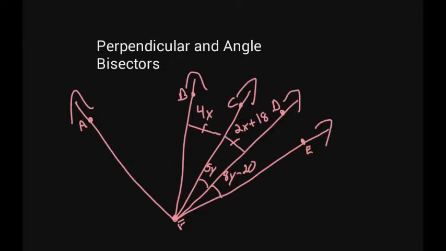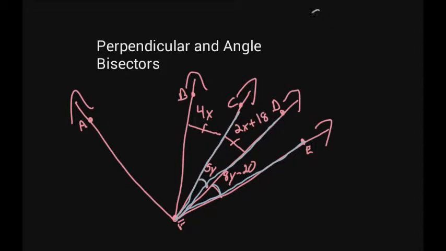Alright, let's talk about perpendicular and angle bisectors. So we'll start with the angles. If you look at CFE here, that angle is bisected by FD. The reason you know that is because these two little arcs right here mean they're the same. Well, if it's bisected, that means those two angles have to equal each other.